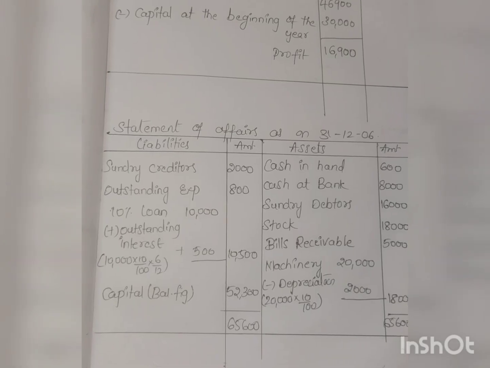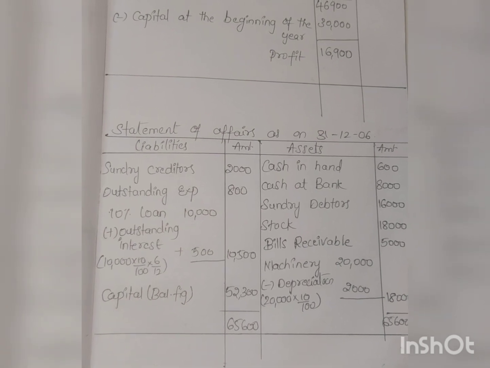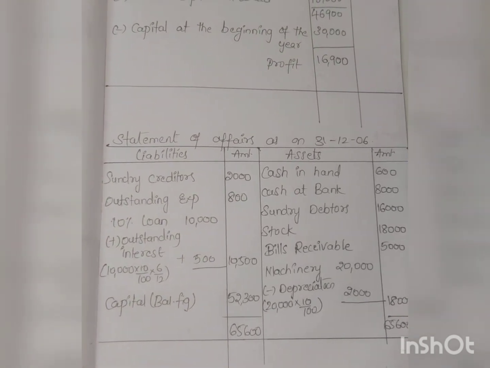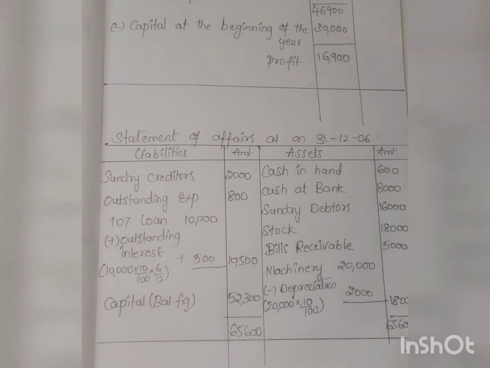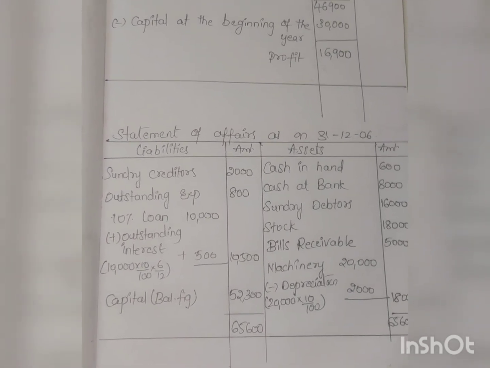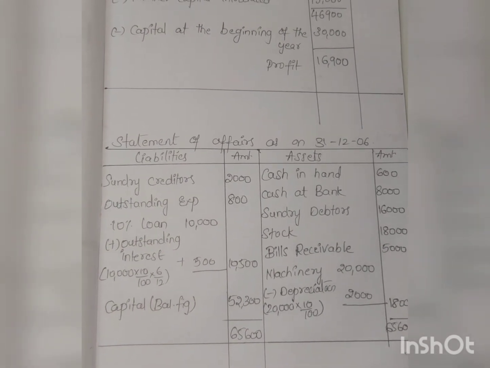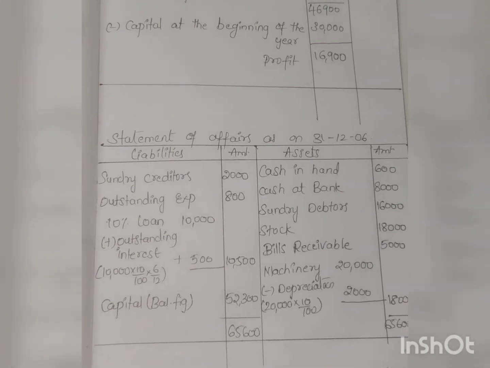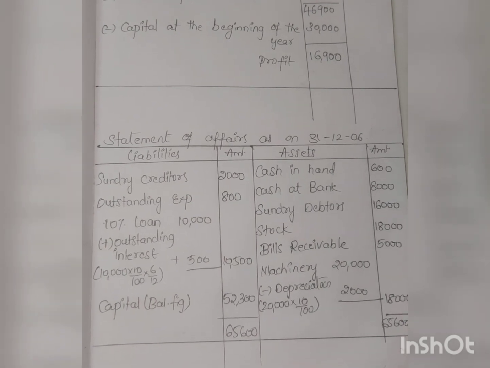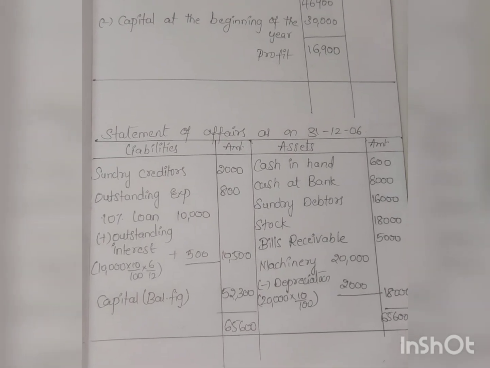To find out the capital at the end of the year, we need to prepare the statement of affairs. Statement of affairs is the same as the balance sheet. How you prepare the balance sheet, in the same way you have to prepare the statement of affairs. So the main purpose of preparing the statement of affairs is to find out the capital. Capital at the beginning is given in the question. We need to find out the capital at the end of the year.